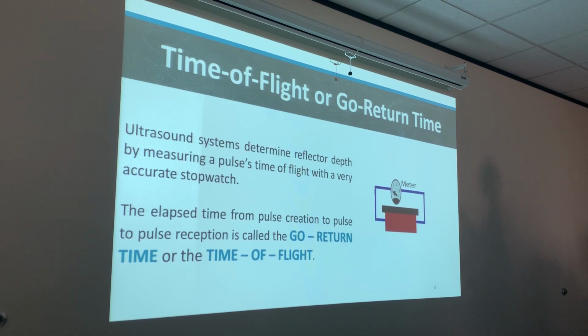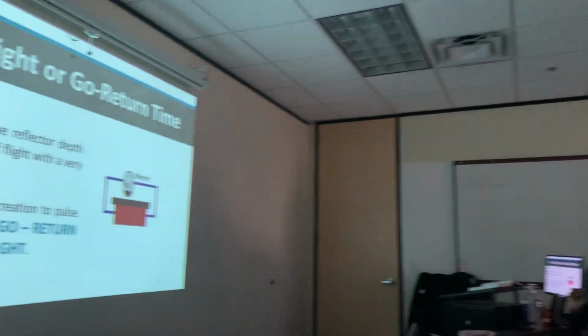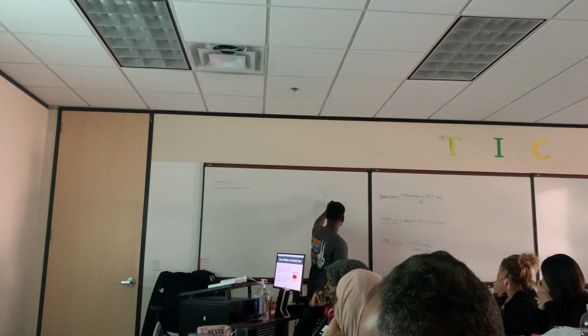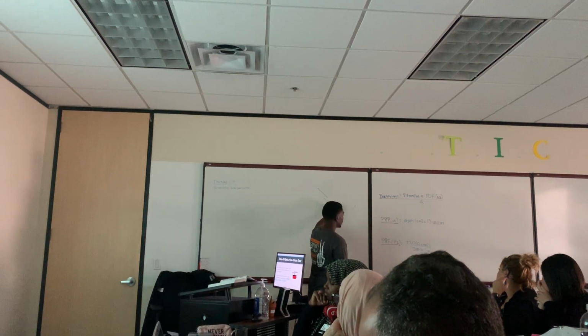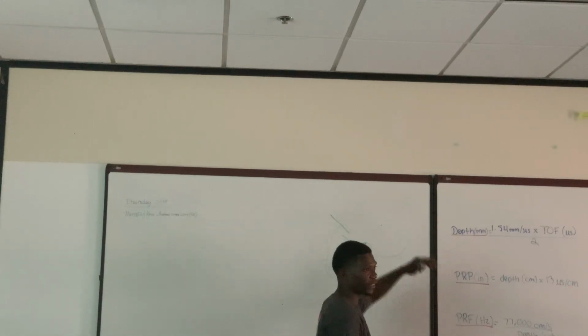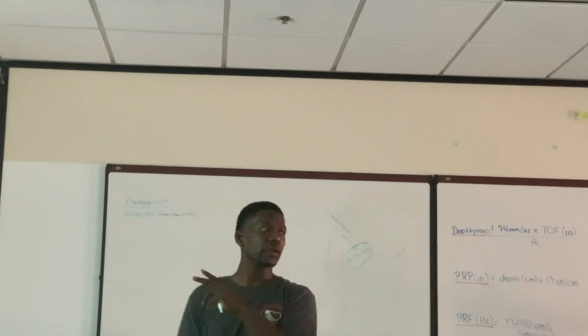Ultrasound systems determine reflector depth by measuring a pulse's time of flight with a very accurate stopwatch. Again, that's how it knows exactly what depth to put that structure at. Instead of having, like with X-ray, all the structures overlapping, ultrasound is about the timing. It knows the kidney is posterior to the liver, so it takes more time for the pulse to travel to the kidney and come back, because it's using the 13 microsecond rule, and we'll get to that in a second.